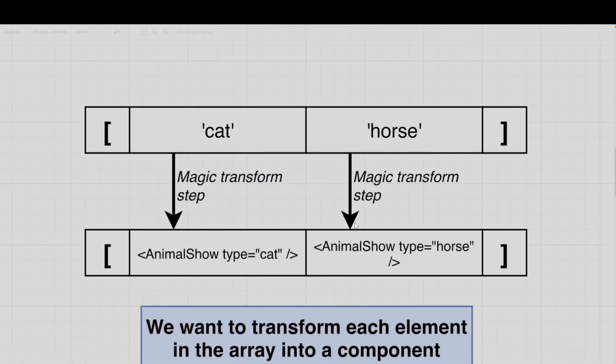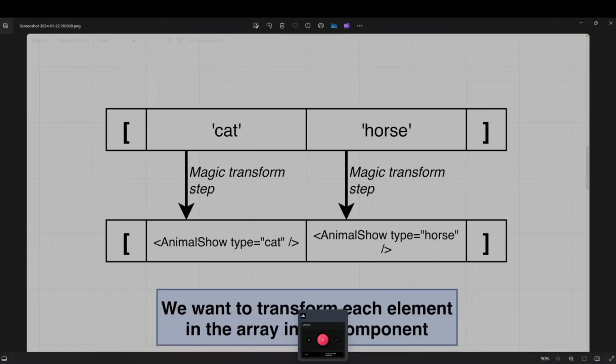Now what we need to do is, for every different element we need to create a different AnimalShow component. We will do that with the help of something which is present in vanilla JavaScript also, which is called the map function. Map function is used on arrays. So let us see how it works.